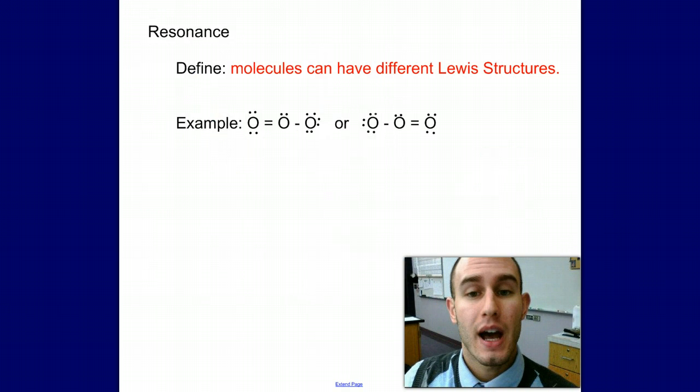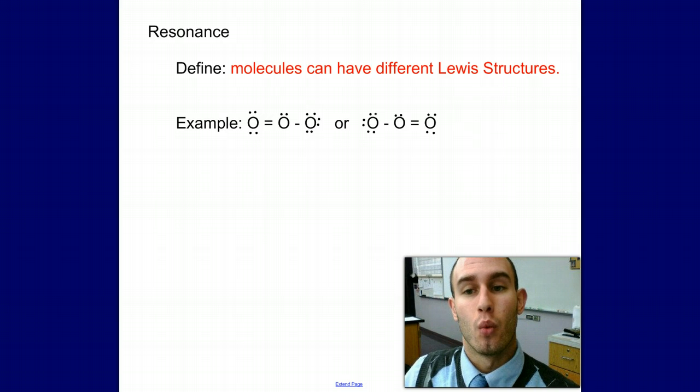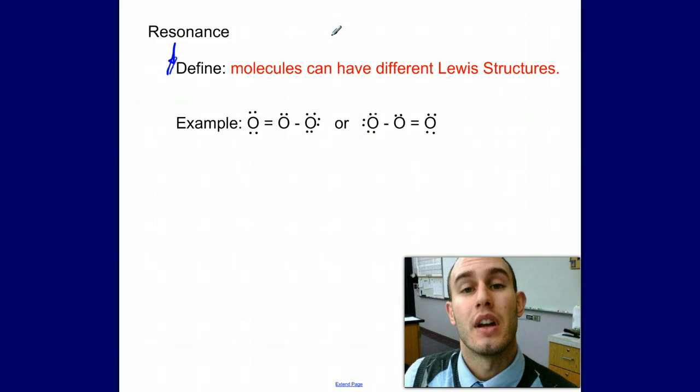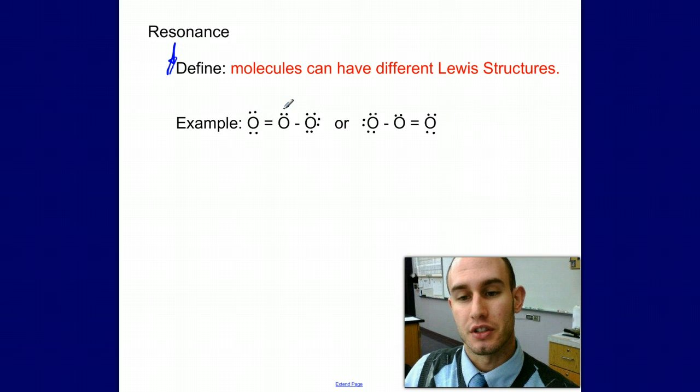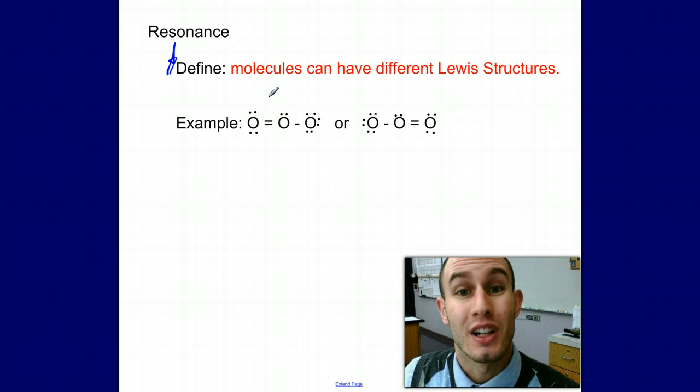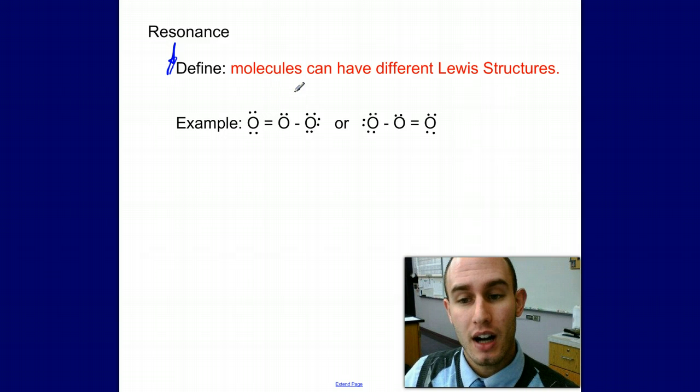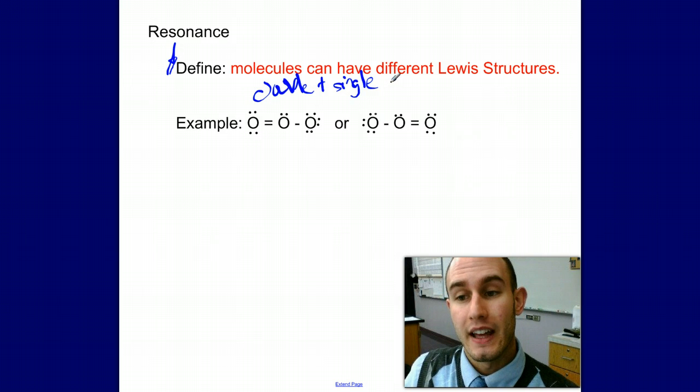Now briefly, going back here, talking about the Lewis dot structures. One thing I forgot to hit on was resonance and resonance structures. So the definition here of resonance is when we have a molecule that can have different Lewis structures. Here's your example, and basically the only time you're going to see this is if you have a double bond and a single bond. So just remember, a double plus single bond in the same molecule is basically going to lead to resonance.